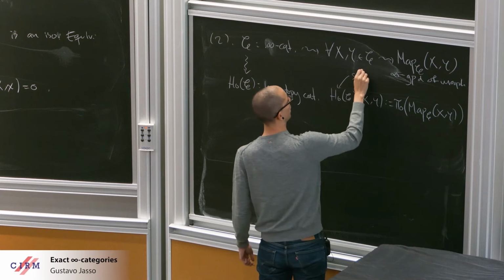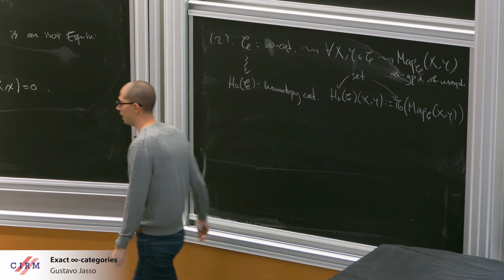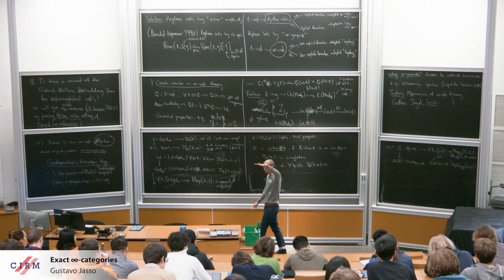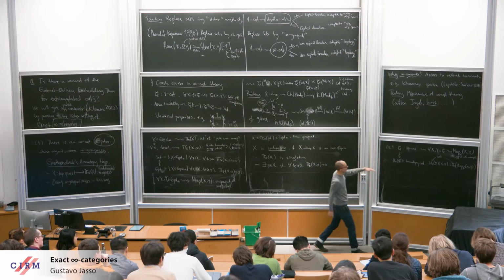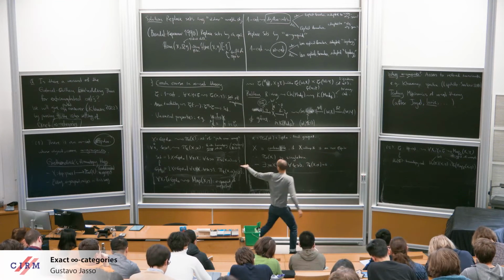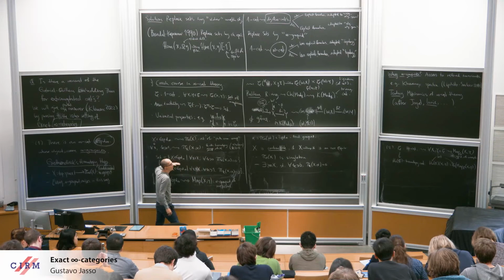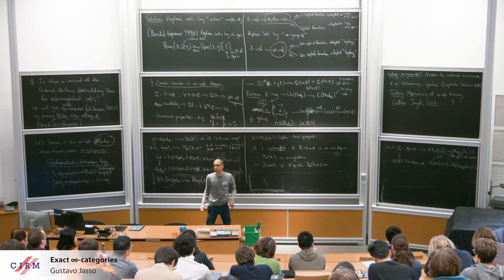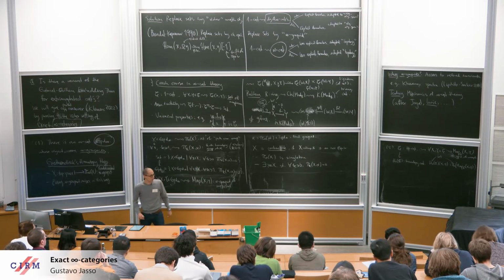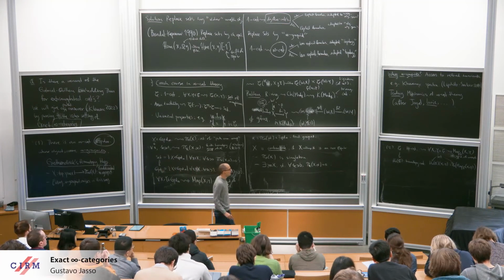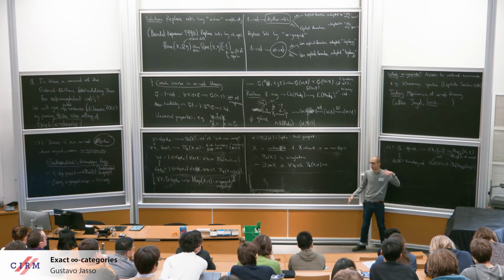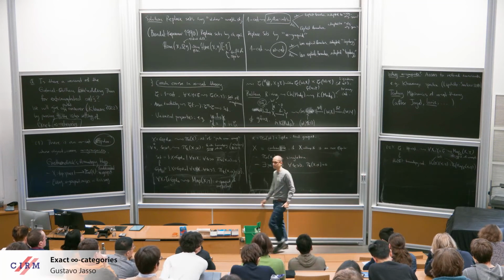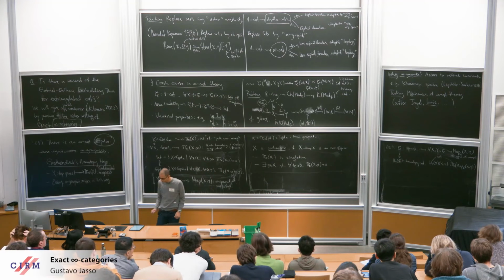So that, by construction, is a set. I can reduce the level of complexity of C by disregarding all this higher information and retaining just the information of an ordinary category. This is very similar to the passage from a derived category to its zero cohomology, for example, if you're familiar with that.